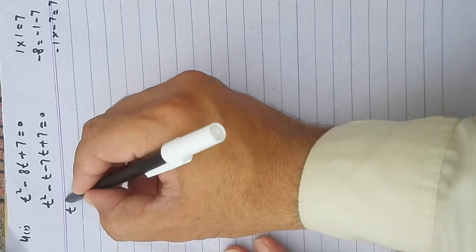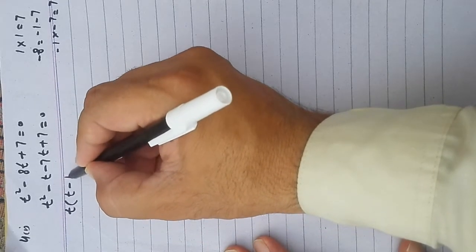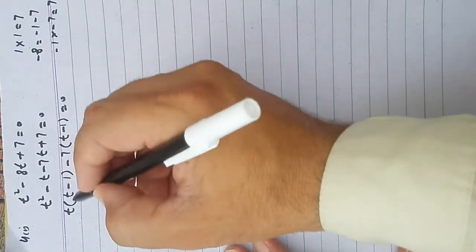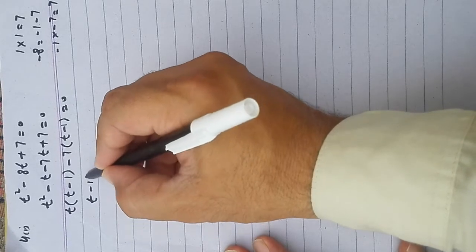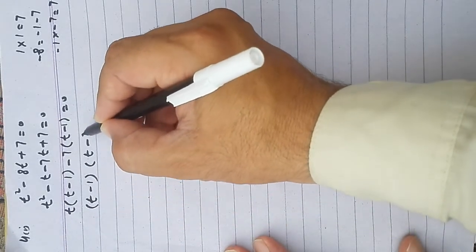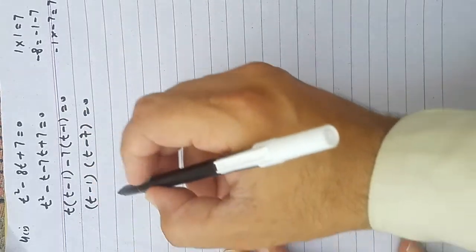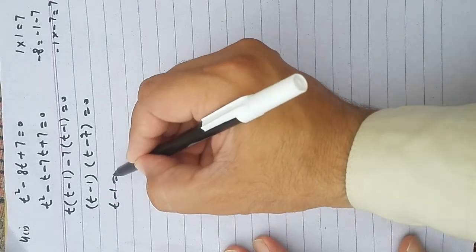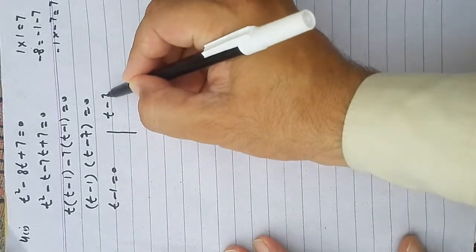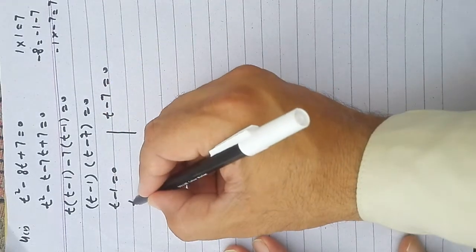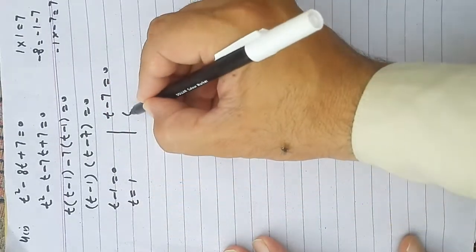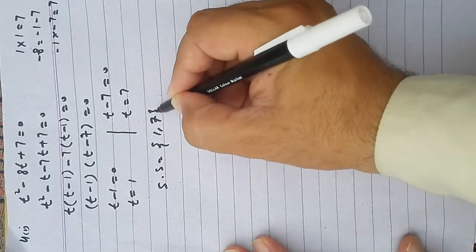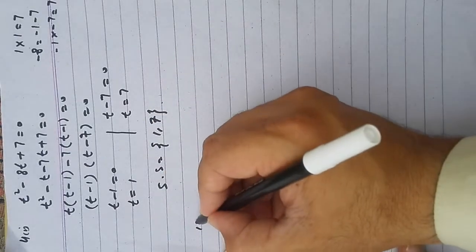Now take t common, so here we get t minus 1, and take minus 7 common here, we get t minus 1 equals to 0. Now we can take t minus 1 common, so we get here t minus 7 equals to 0. The product of these two is equal to 0, so it means that t minus 1 equals to 0 and t minus 7 equals to 0. We get here t equals to 1 and t equals to 7. The solution set is 1 and 7.